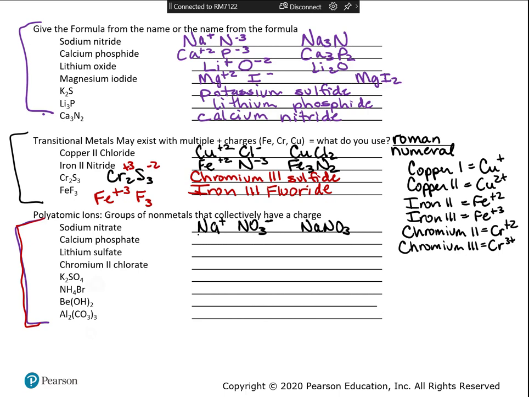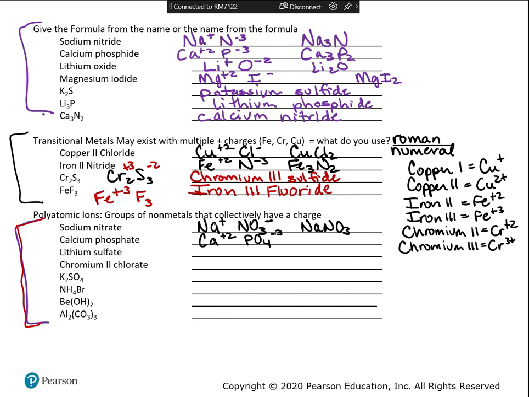Calcium phosphate. Calcium is Ca, and its charge is +2, because it's in the second column in the periodic table, so that tells you it's a +2. Phosphate is PO4 and has what charge? A -3 or a 3-, either one's fine. So they're not the same.